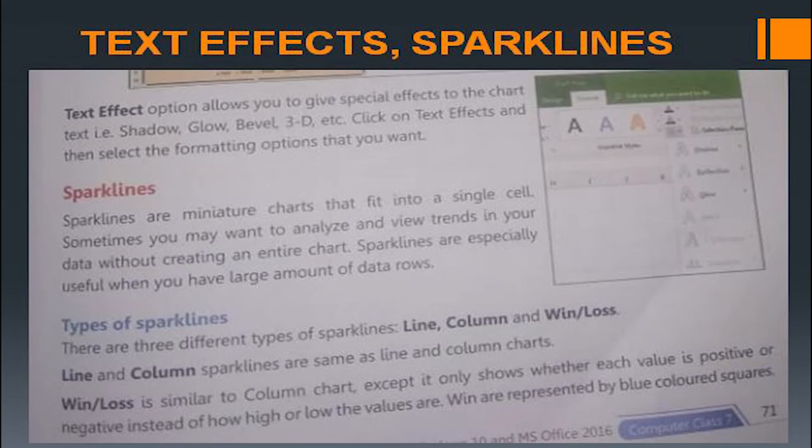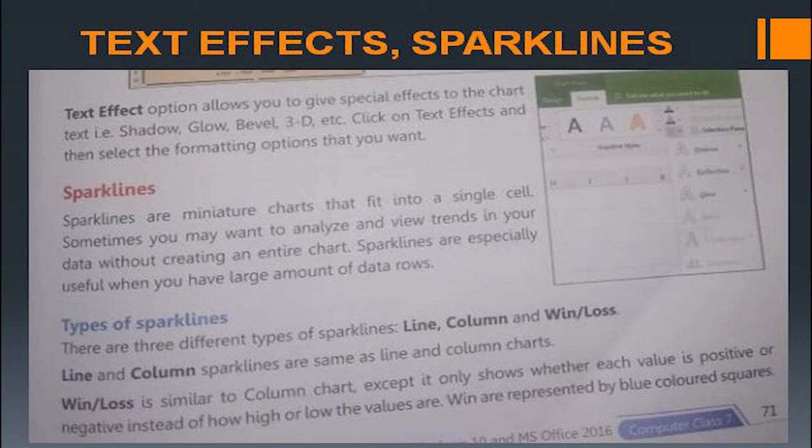And last topic is called Sparklines. Sparklines are miniature charts that will fit into a single cell. Sometimes you may want to analyze or view trends on your data without creating an entire chart. We can see that small chart in a particular cell. Sparklines are especially useful when you have a large amount of data rows. There are three types of sparklines: one is line, second one is column, and third one is win or loss.